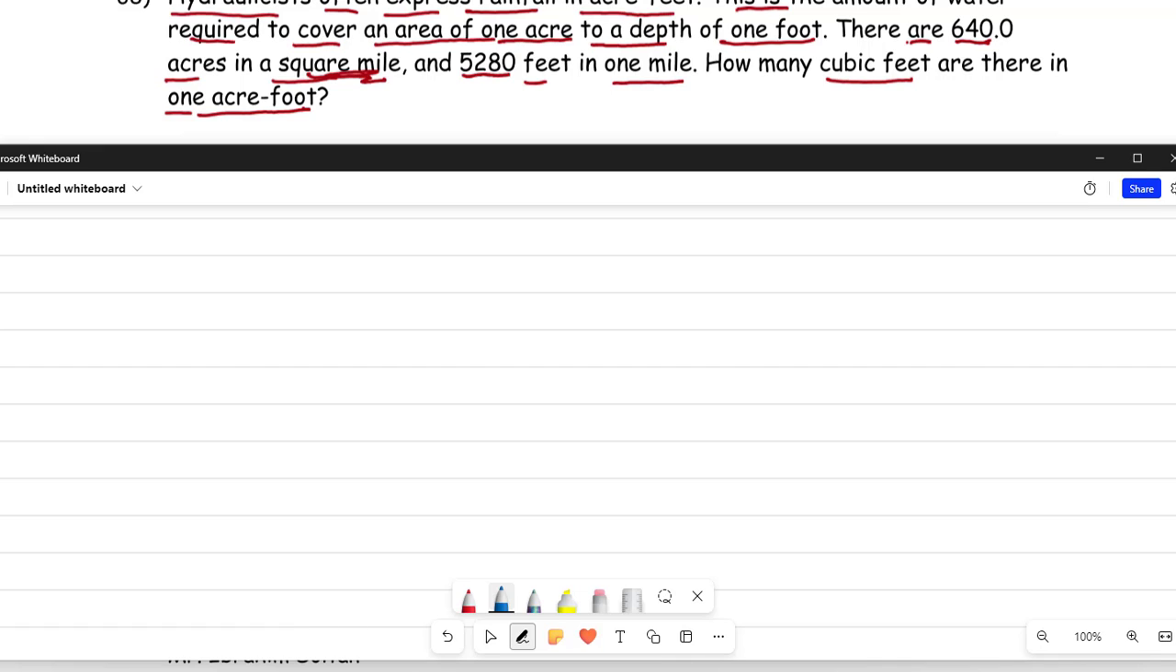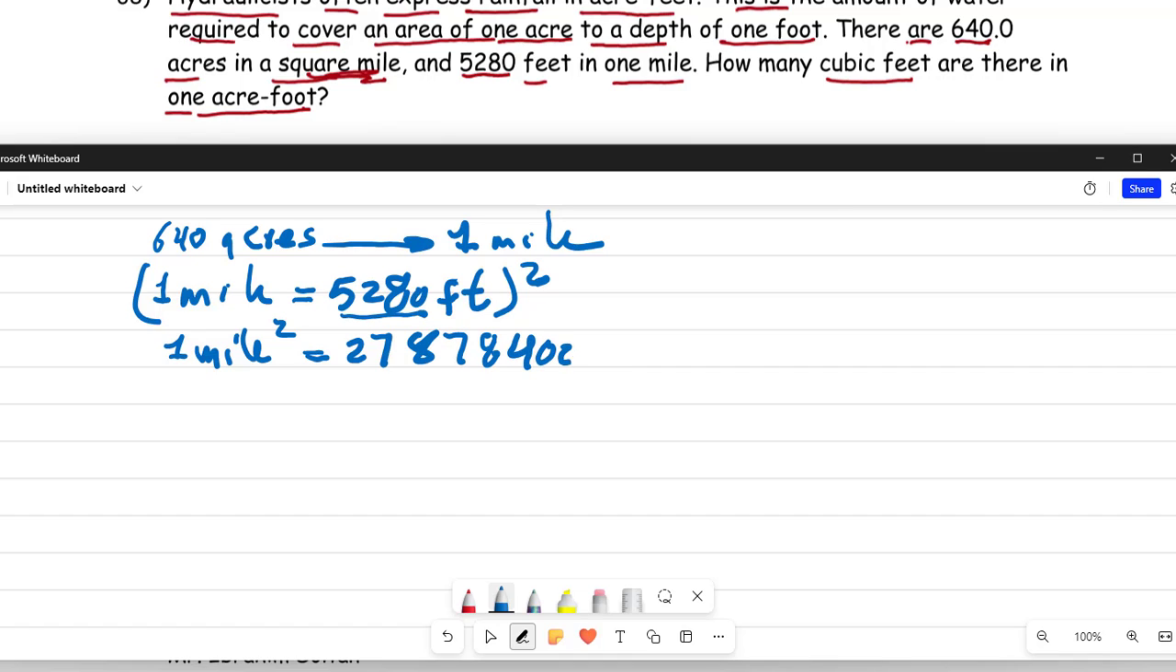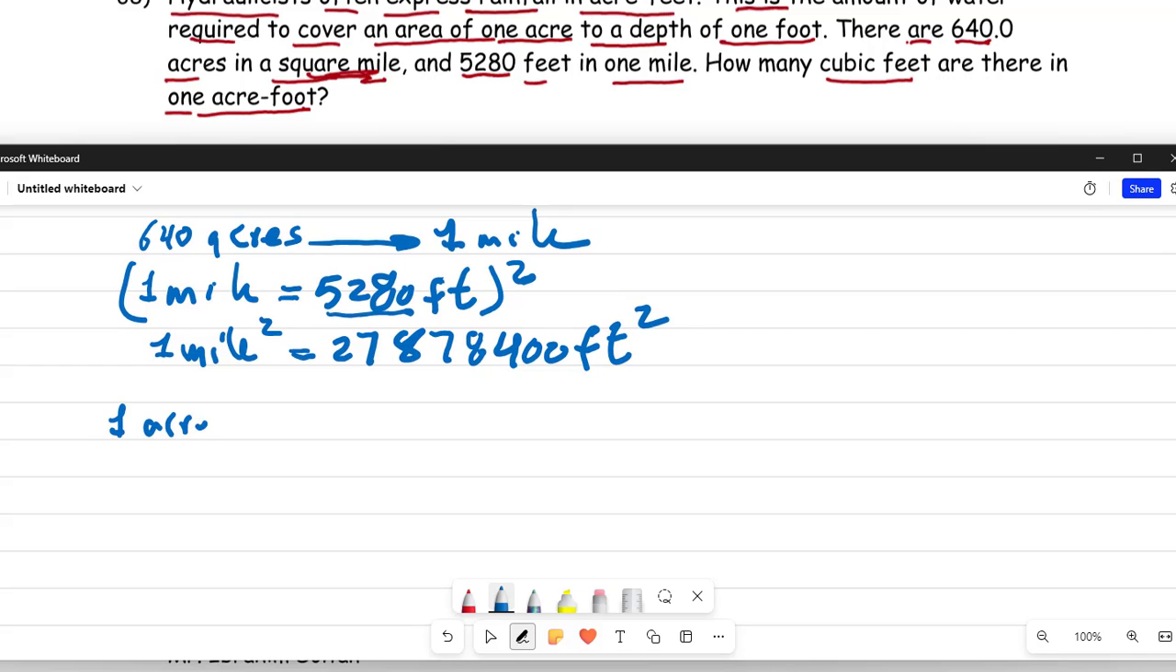He gives us that there are 640 acres in 1 square mile, and 1 mile equals 5,280 feet. So let's square that to get the area. So 1 square mile equals this number squared, which yields 27,878,400 square feet. So together for 1 acre, this is the area. We need to convert it.